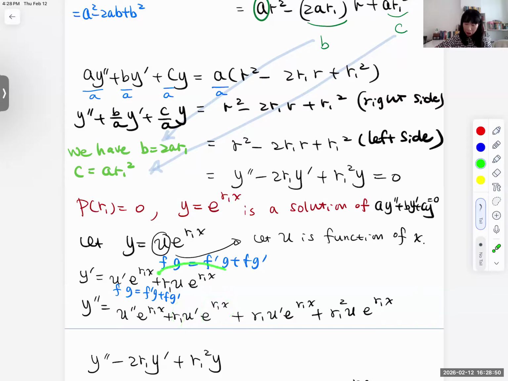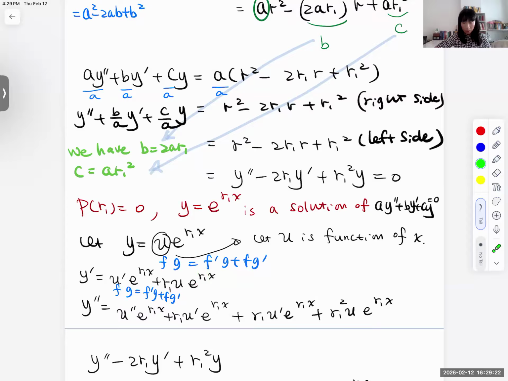And second term, product rule again, because u is a function of x, right? Okay, so f prime, so r sub 1, u prime, keep the second one, and f, we keep that, and then e to the r sub 1 x times second prime r sub 1. Yeah, that's how they got it.